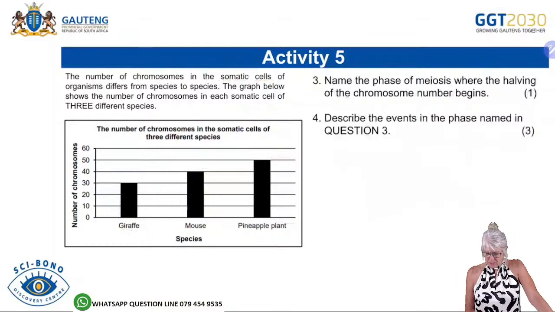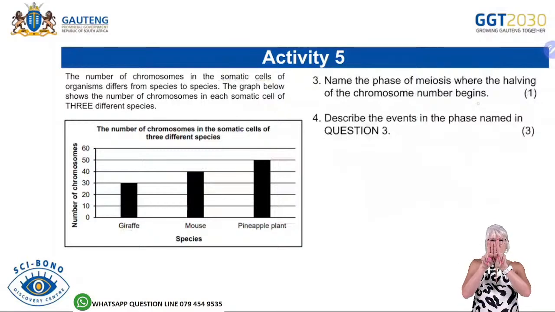The next question, they say, name the phase of meiosis where the halving of the chromosome numbers begins. So remember, we said in meiosis 1, in metaphase, my homologous chromosomes are going to be lined up next to each other in metaphase.